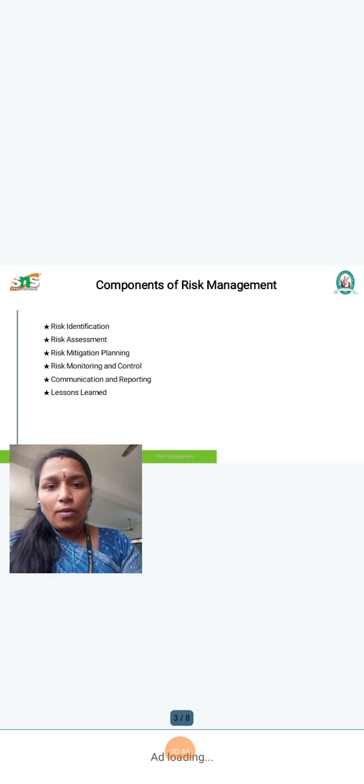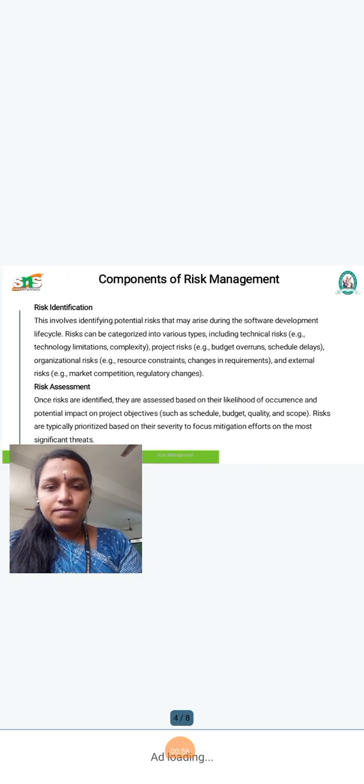Here are some of the components of risk management: risk identification, risk assessment, risk mitigation planning, risk monitoring and control, communication and reporting, and lessons learned.